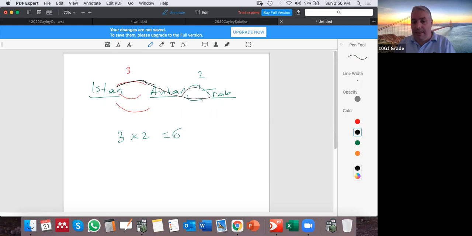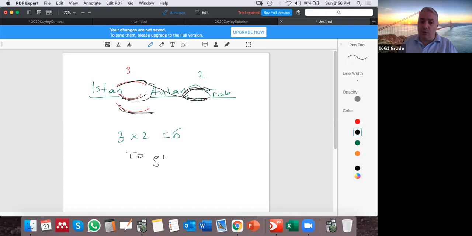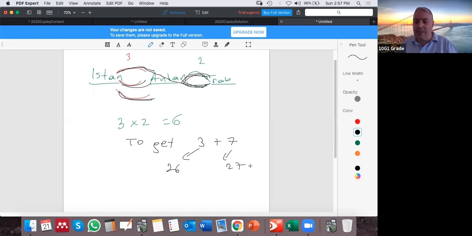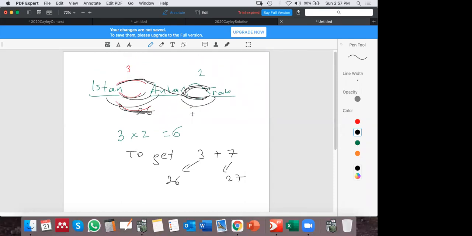This one, and this one, second, this one, third, this one, fourth, this one, fifth, this one, sixth. Is this okay? Yes, sir. So to get 10, by using 3 plus 7, since there are 25 threes and 27 sevens, from this to this there are 26 ways. From this to this, there are 27.